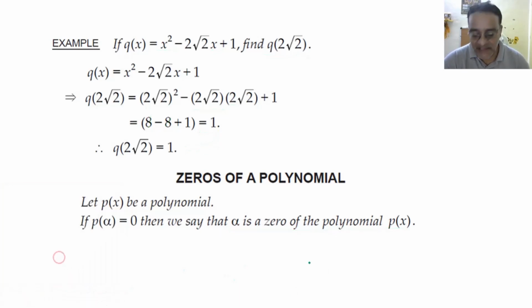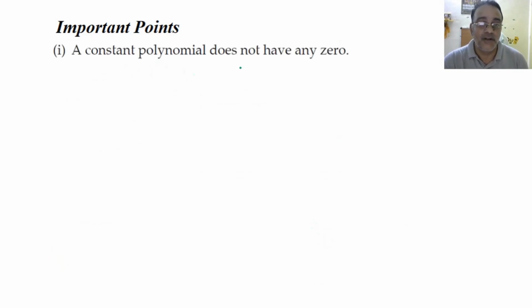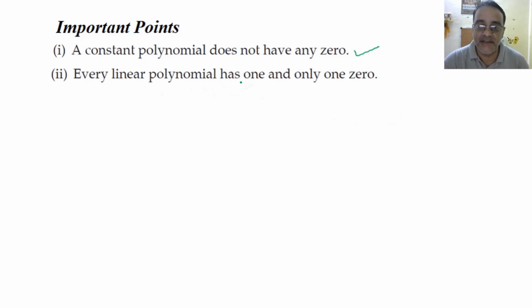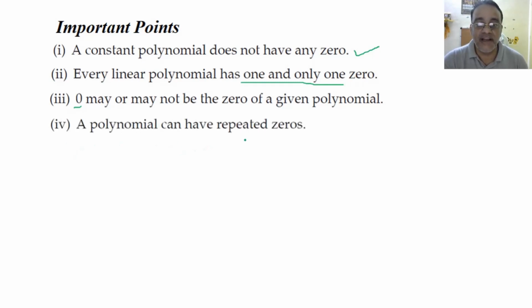We'll see one example. Yes, there are some important points to remember. Number 1, a constant polynomial does not have any zero. Every linear polynomial has one and only one zero. Similarly, a quadratic polynomial has at most 2 zeros, and 0 may or may not be a zero of a given polynomial. The fourth point, a polynomial can have repeated zeros.